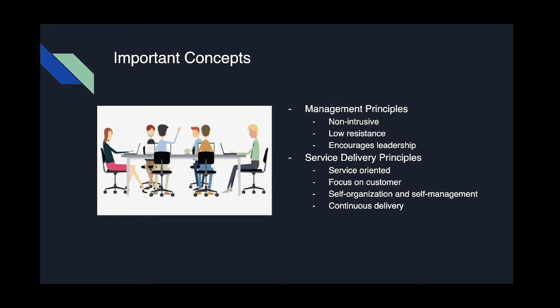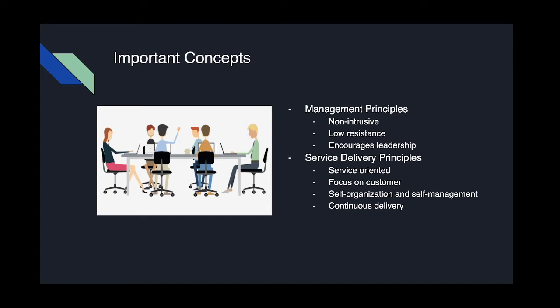So some important concepts of Kanban are two main categories of principles: management principles and service delivery principles. The first management principle is that Kanban can be added onto and work with any pre-existing method, so it's not disruptive to what some development teams might already be using. It also brings incremental and evolutionary change to the current processes, so it can be implemented with low resistance over time. And it encourages all members to show leadership, which allows for continuous improvement.